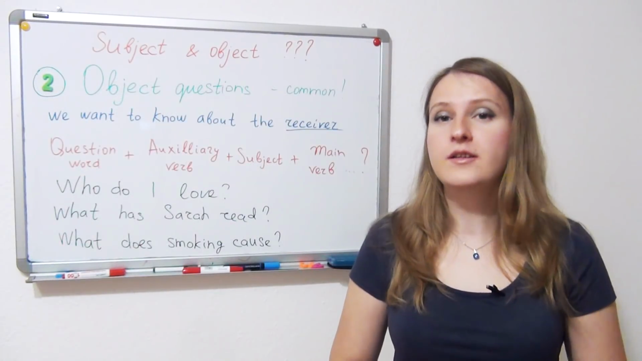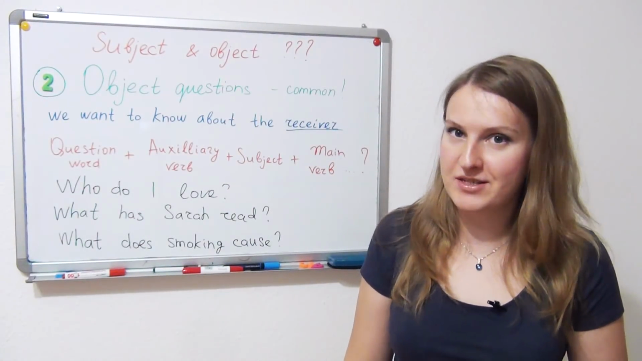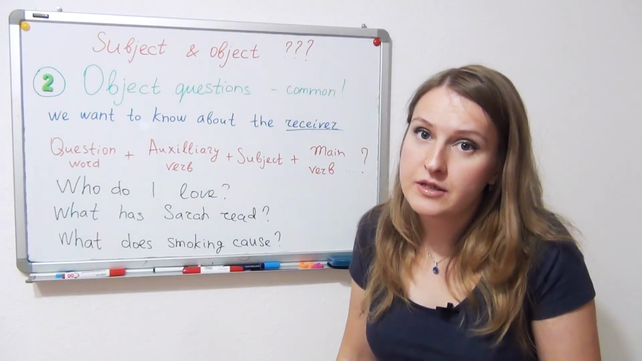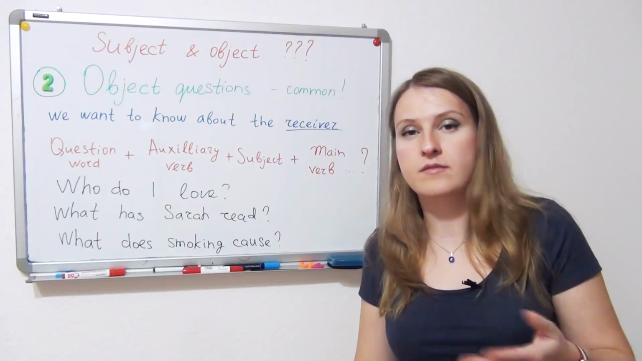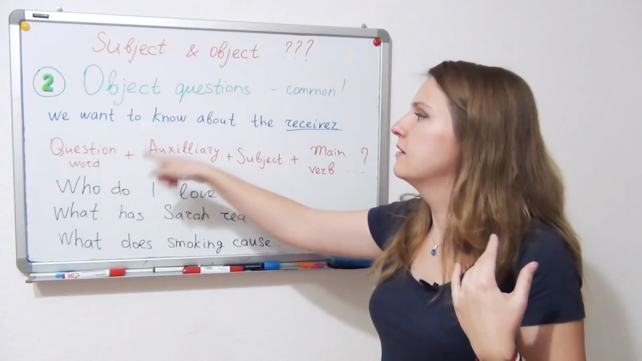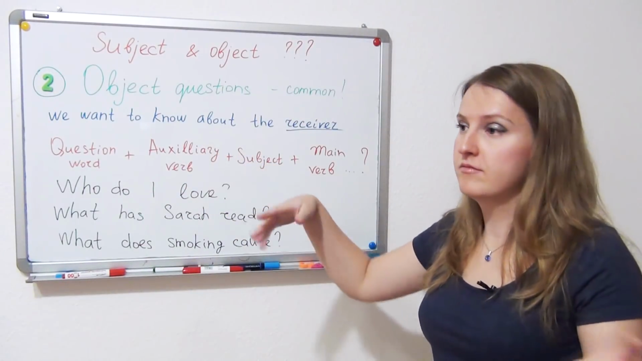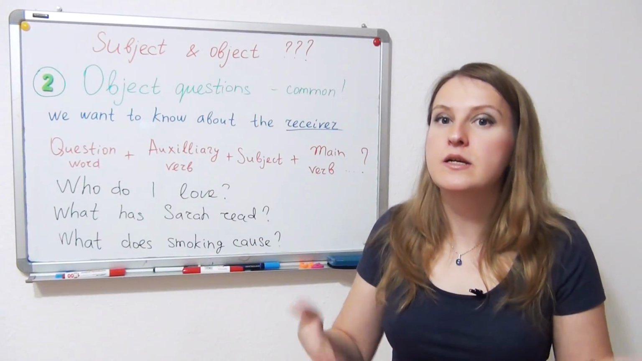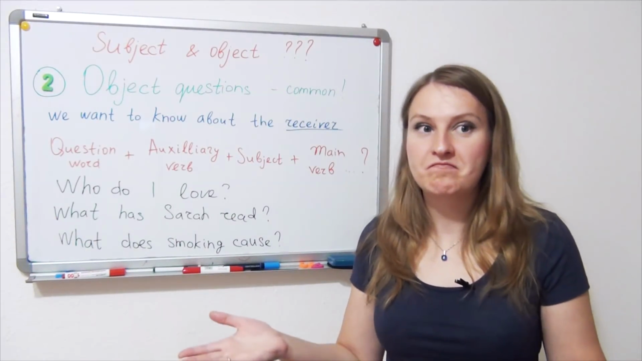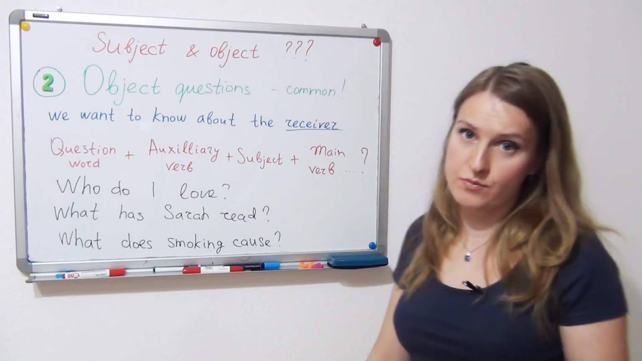First of all, let's consider the object questions, which are, by the way, the most frequently used questions in the English language. They are the most common ones. Here we want to know about the receiver, about something or somebody that is being passive, not doing anything. The word order we are supposed to use is the question word, usually it is who or what, then the auxiliary verb, it can be different verbs, do, does, did, will, shall, am, is, are, have, has, had, was, were. So, auxiliary verb, thirdly, the subject, and then the main verb.